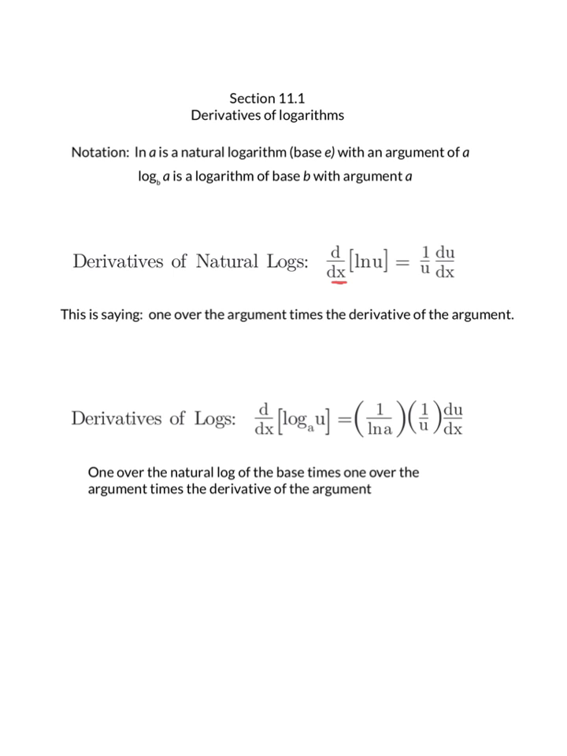To do the derivative, anytime you have the word log, L-O-G, it doesn't matter what the base is, this is the formula that you are going to use. You are going to do 1 over the natural log of a. Notice that a was the base of the logarithm. Take that times 1 over u, which is the argument, times du dx, which means the derivative of the argument.